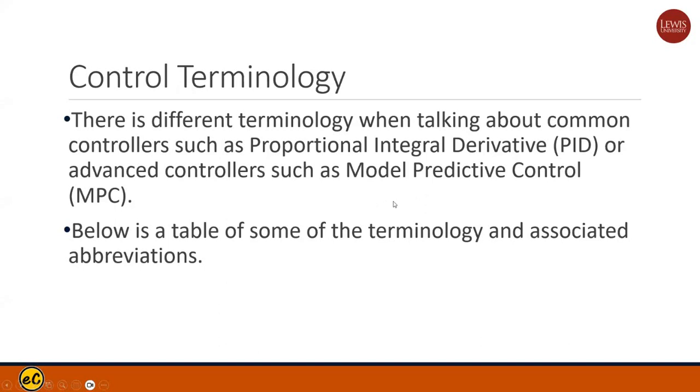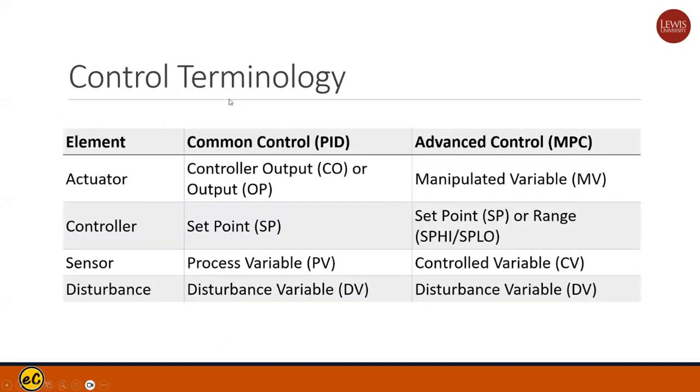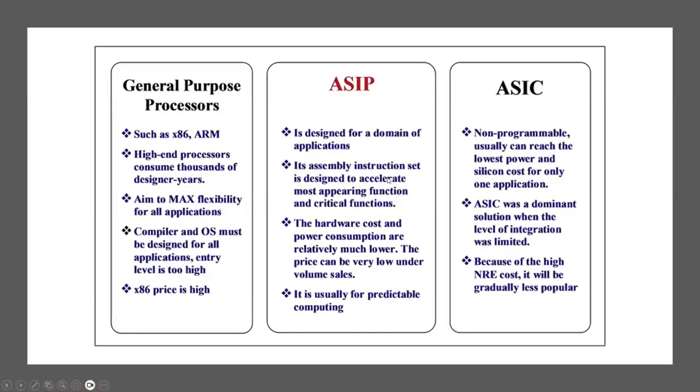And then you need to know about all the control theory terminology. So this is more like control engineering in EE or mechanical engineering. Okay, and then once you're done with the loop, you may choose general purpose processor, ASIC, or ASIP.